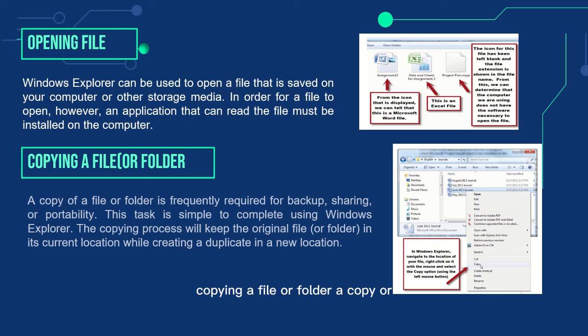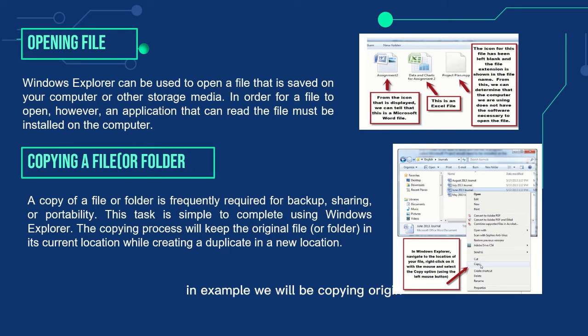Copying a file or folder. A copy of a file or folder is frequently required for backup, sharing, or portability. This task is simple to complete using Windows Explorer. The copying process will keep the original file or folder in its current location while creating a duplicate in a new location. The duplicate is created when the copy is pasted, resulting in two files or folders that typically exist in different locations. Below are steps you would use to copy and paste in Windows Explorer.